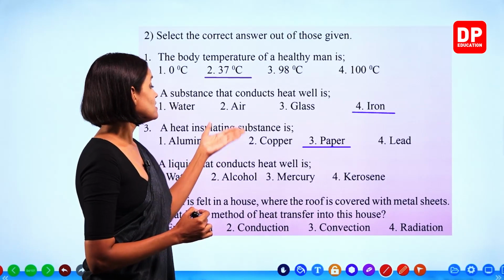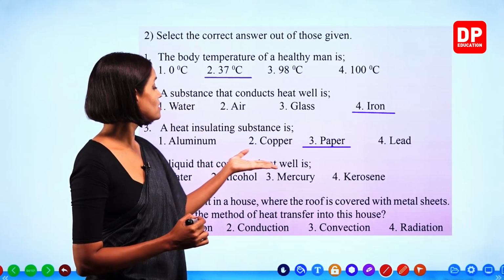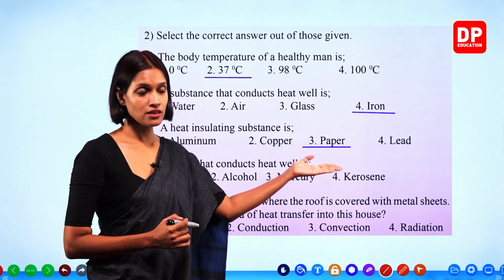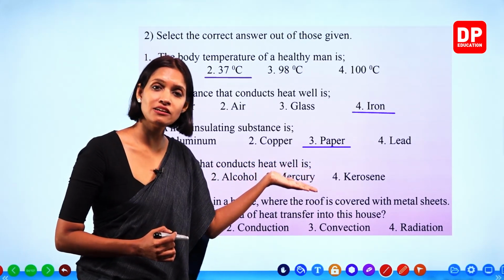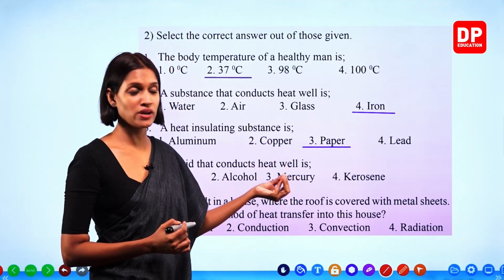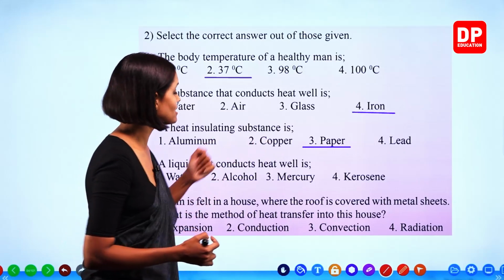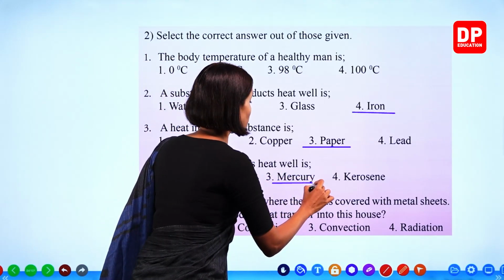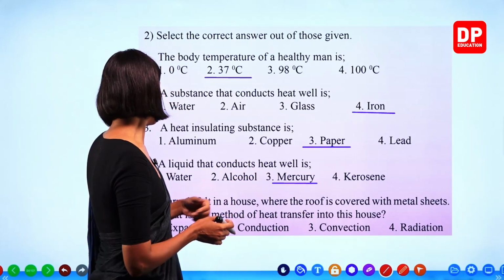A liquid that conducts heat well is, we'll go through this, water, alcohol, mercury, kerosene. So out of these four answers, mercury is a liquid, but it is a liquid metal. Metals conduct heat well. So even though mercury is a liquid, because it is a metal, it conducts heat well. That is why we use mercury to fill the thermometer bulbs, okay?